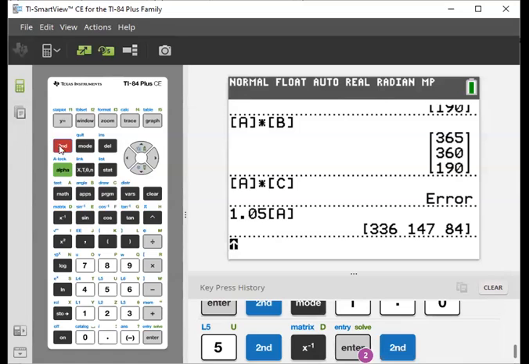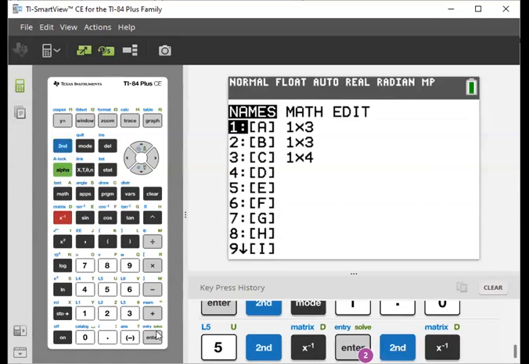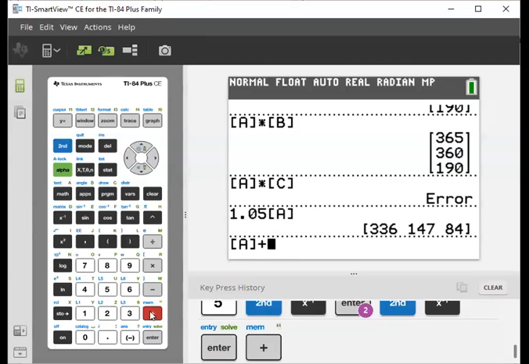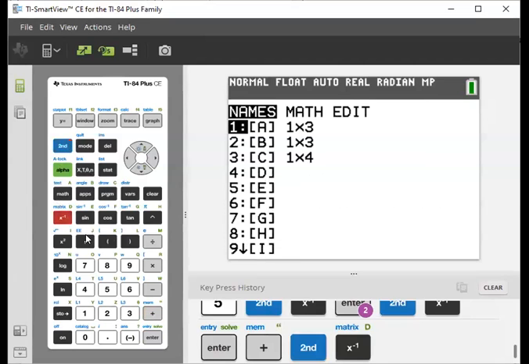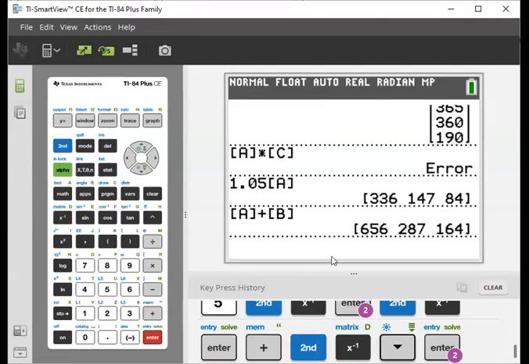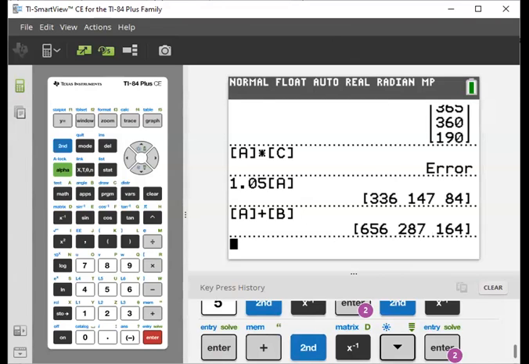So the other thing we wanted to do was second matrix, we're going to add matrix A plus matrix B. I'm going to arrow down to B, hit enter, and it's going to tell me that those new numbers, this would be her June and July budget, is 656. And once again, this would have been really easy to do by hand because we would just be adding the budgets in those categories. See, it's 656, 287, and 164.